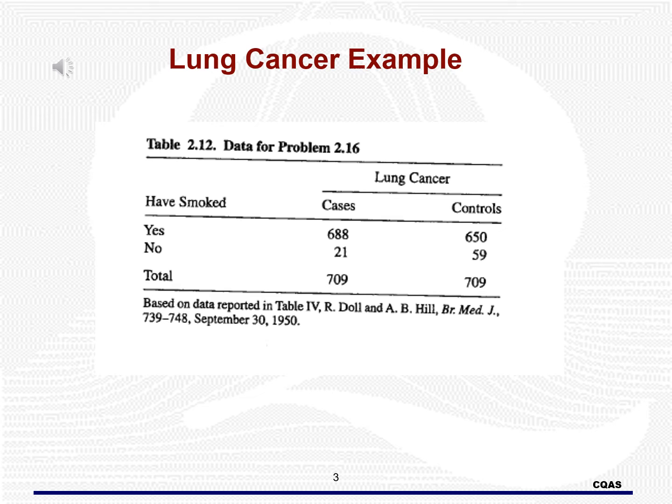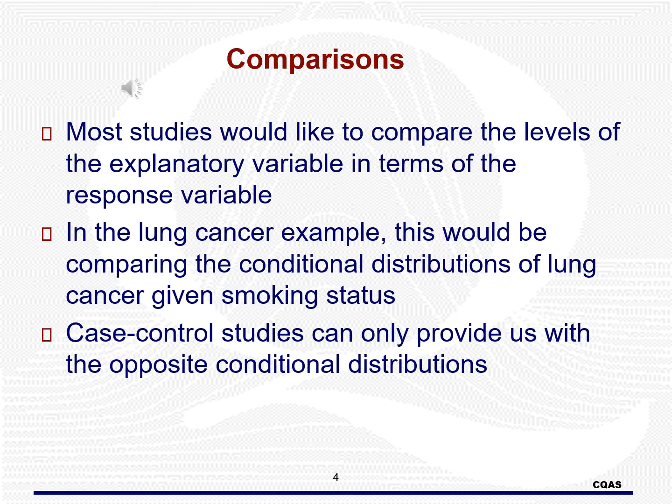Here are the results of the study. Notice that the number of patients in the groups that have and do not have cancer are equal. These are labeled cases and controls. This is because we consider this type of study a case-control study. In most studies, we would like to assess the conditional distribution for the response given a level of the input. For the lung cancer example, we would like to study the conditional distribution of cancer given that a person smoked. Unfortunately, we cannot get that from a case control or specifically a retrospective study. These types of studies only provide us with the opposite conditional distributions.